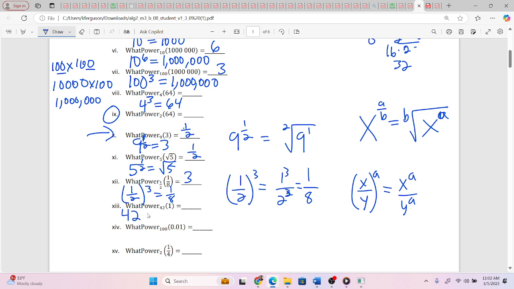What power of 42 equals 1? 0. Because anything to the 0 power is 1. Now this one's tricky. What power of 100 equals 0.01? It's tricky. Anybody got any ideas?